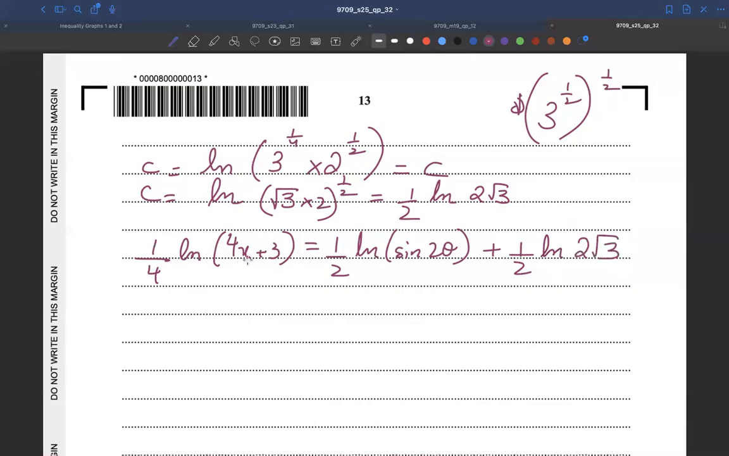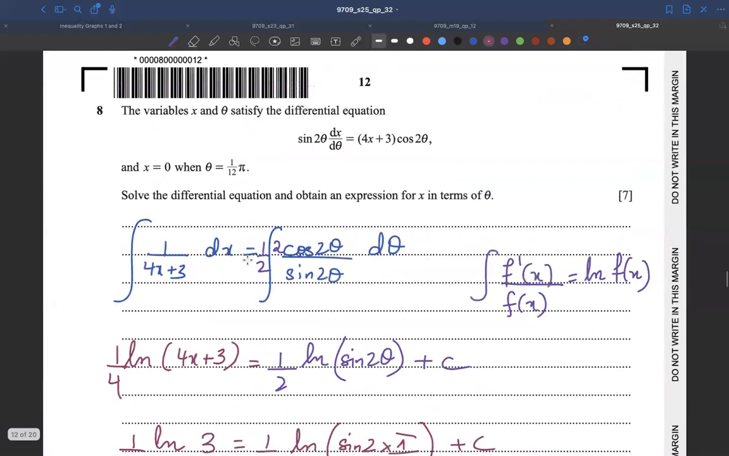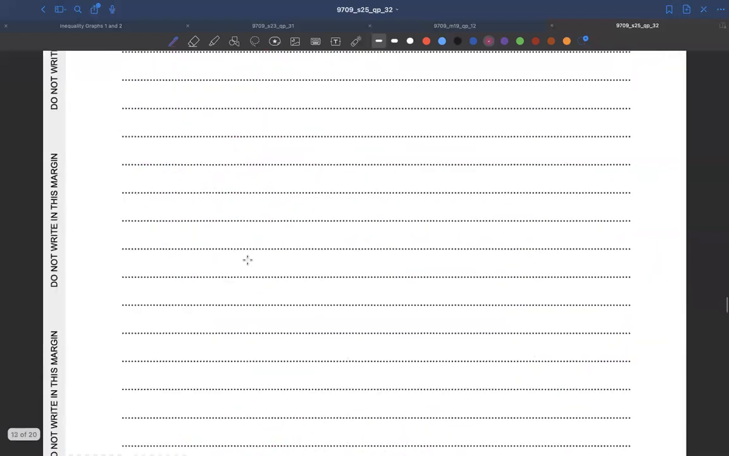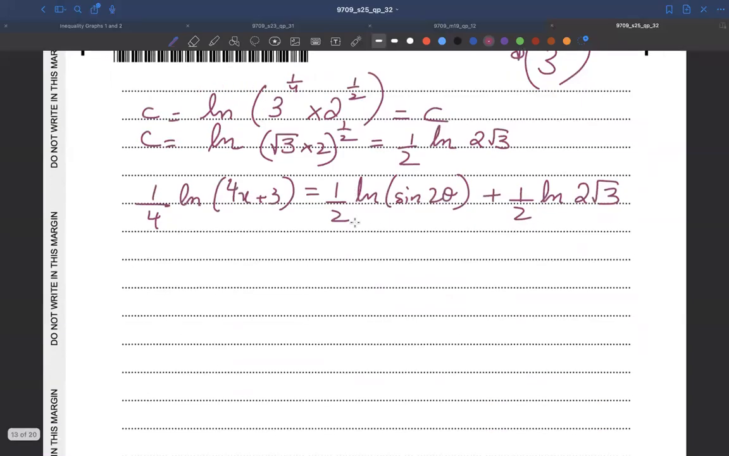Now we have to give our answer for x in terms of theta. So we have to make x our subject. In the first instance, we have a common denominator over here. We can multiply by 4. So ln of 4x plus 3 would be equal to 4 upon 2, that is 2 ln of sine 2 theta. And then 4 multiplies by 1 upon 2 over here as well. So that will be 2 ln of 2 root 3.